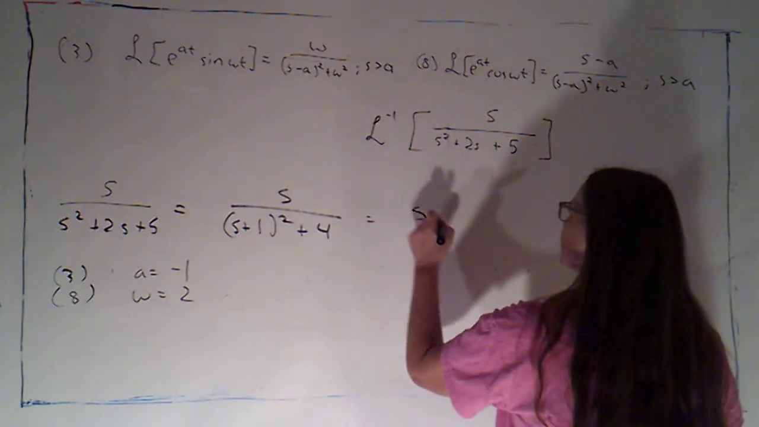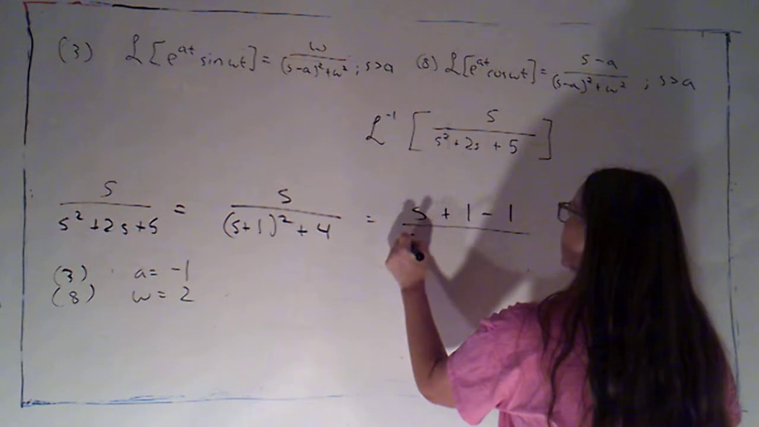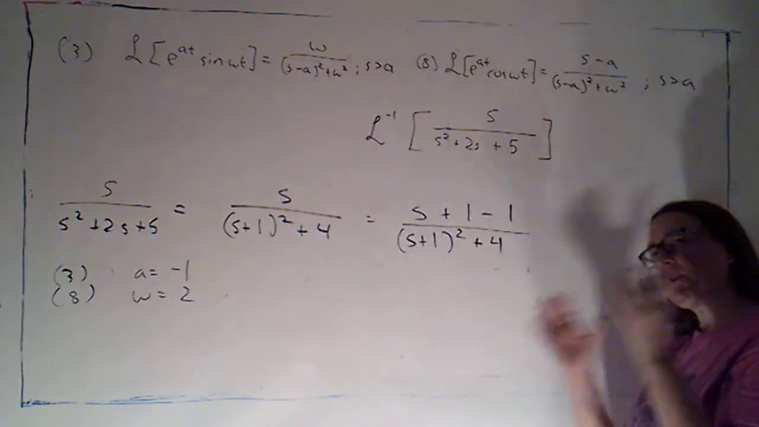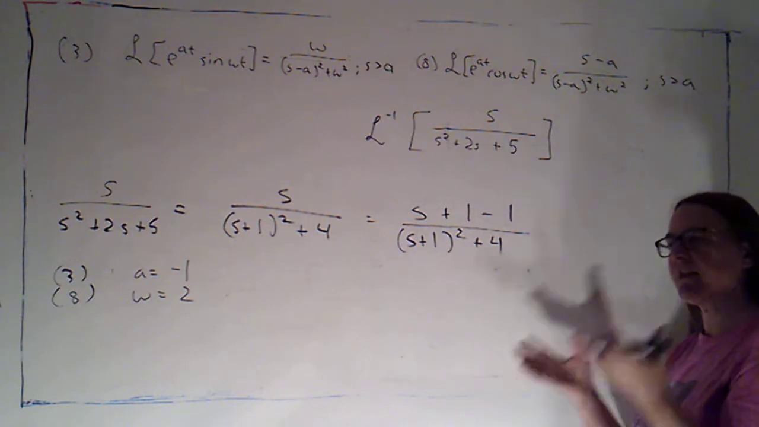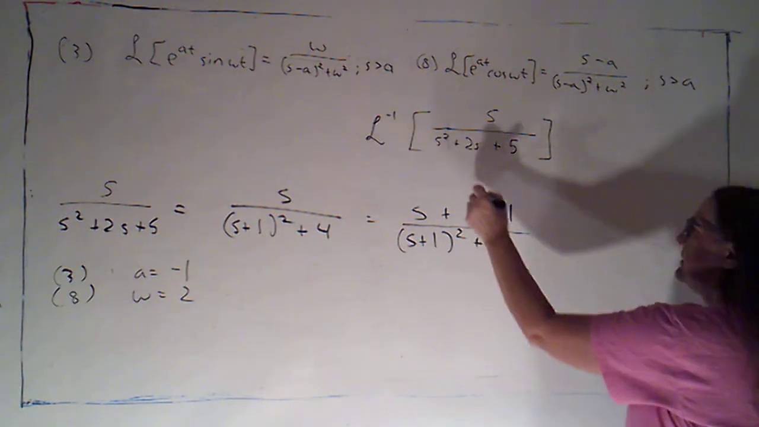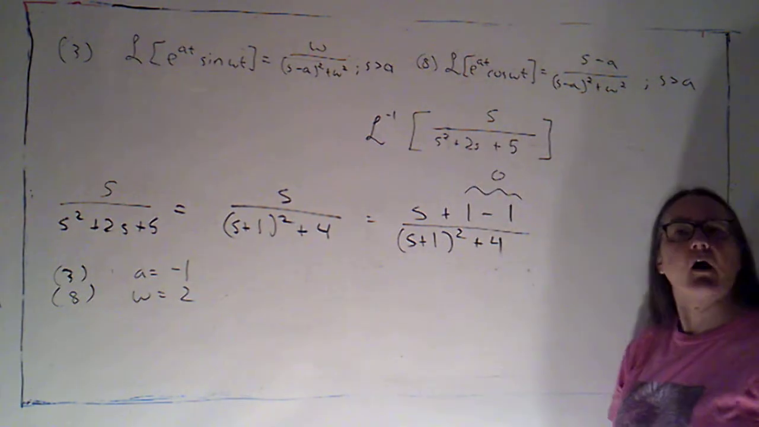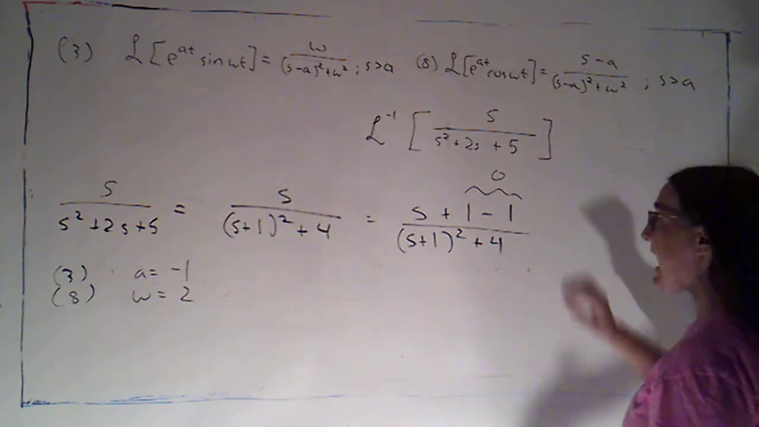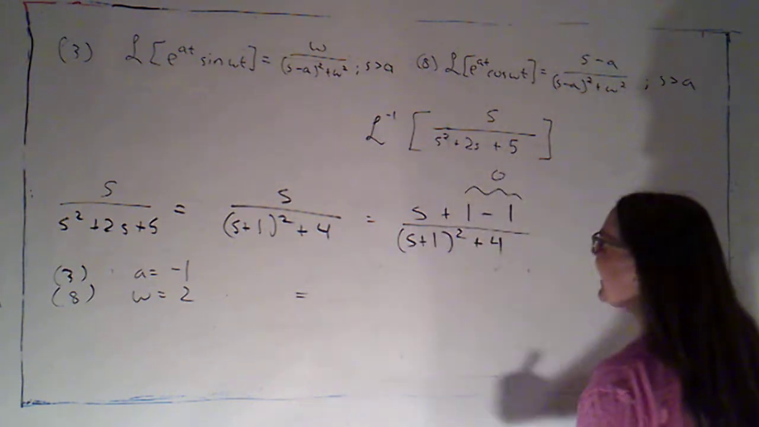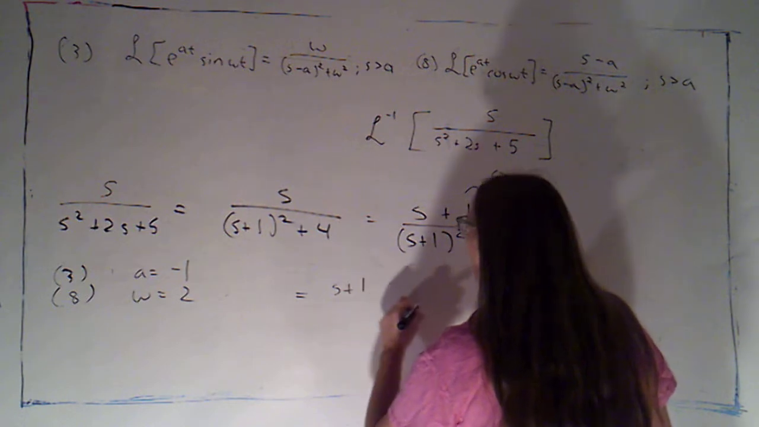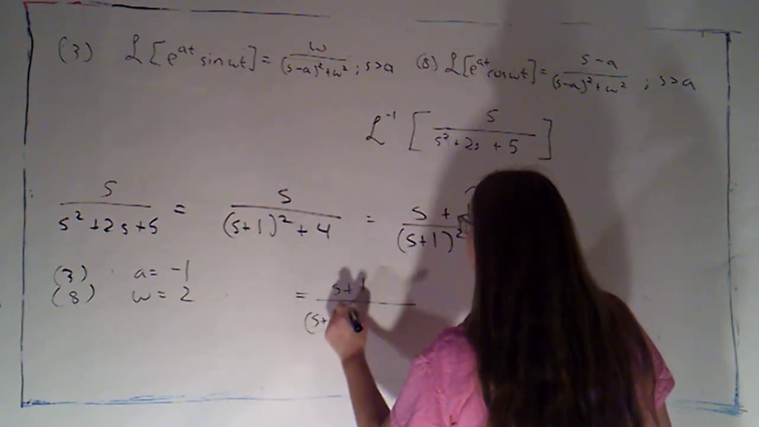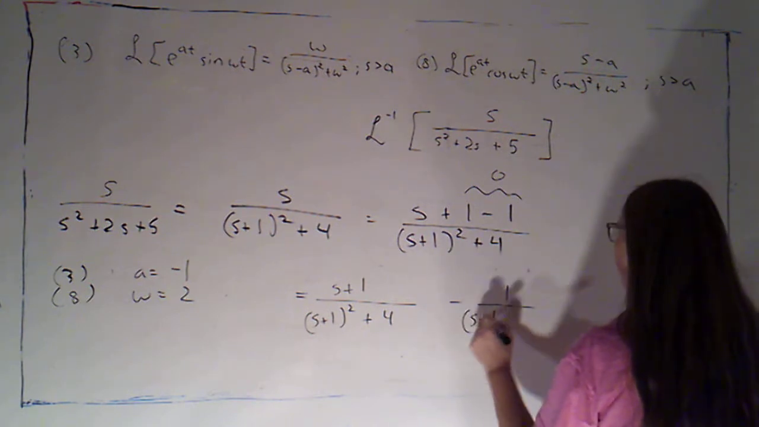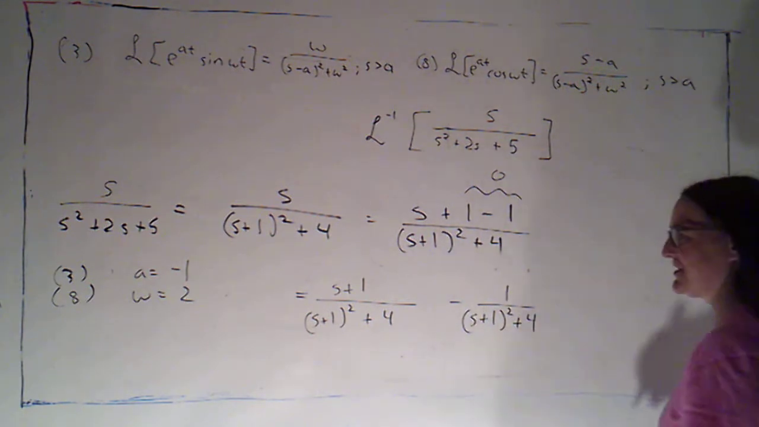Oh my goodness. So I'm going to add 0. So in math, we multiply by 1 all the time because that changes the way things look without changing their value. Well, here, all I did was add 0. That changes the way it looks without changing the value. But now, oh, this is so exciting, I can say that's s plus 1 over s plus 1 squared plus 4 minus 1 over s plus 1 squared plus 4.